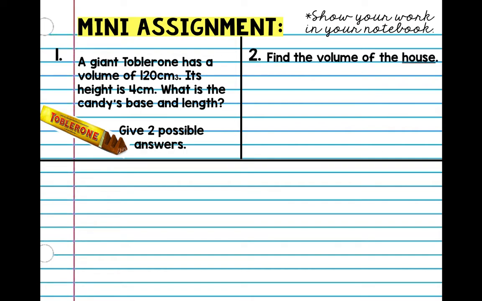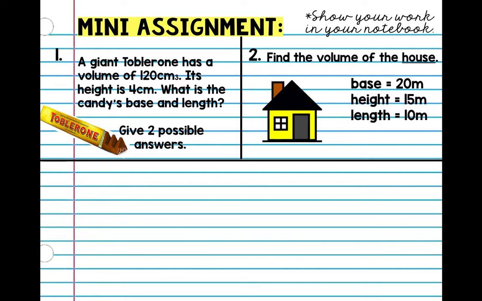Number 2, find the volume of the house. These are the dimensions: base, height, and length. Both shapes have a base of 20, a height of 15, and a length of 10. From what you remember about volume, you multiply all of these and divide by 2 for the roof, and for the rectangular prism, you just multiply them. Once you find the volume of your roof and your house, you add them together, and there you have the volume of the whole house.